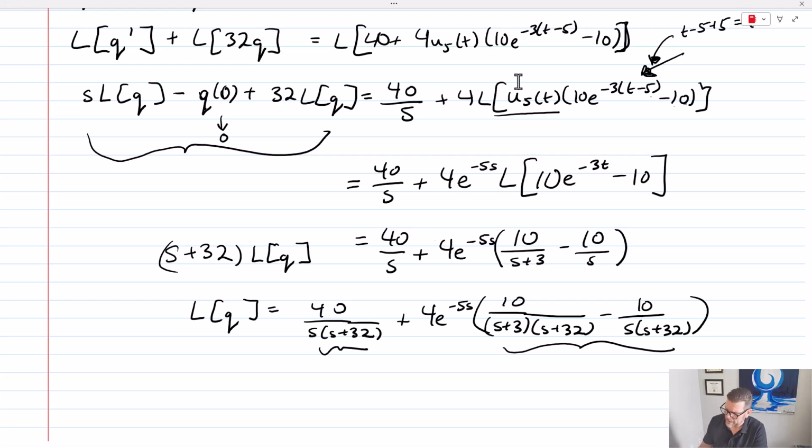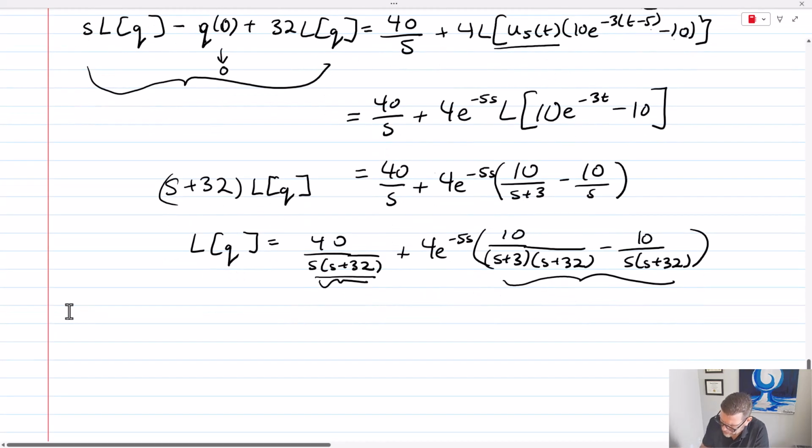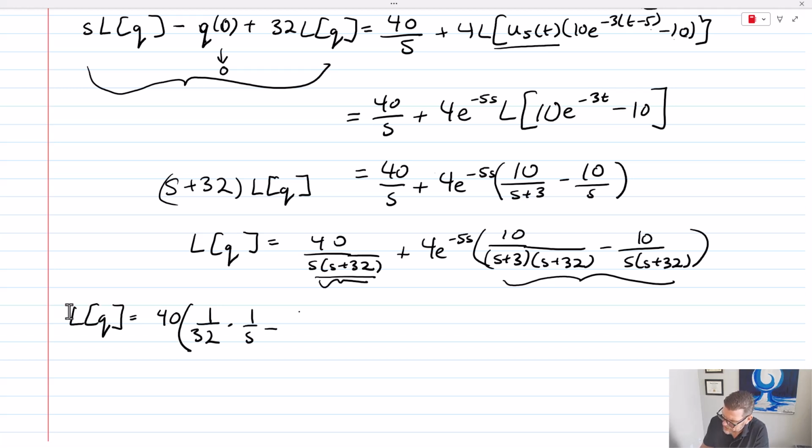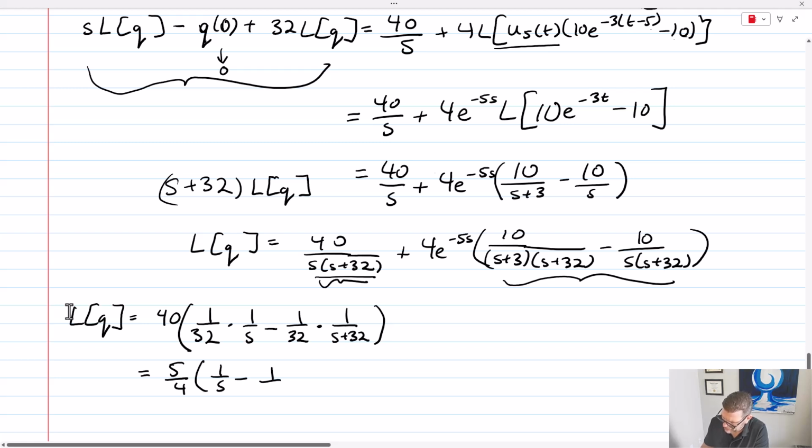So I'll start out with this one, the s times s plus 32. What I get there is L of Q equals 40 times 1 over 32 times 1 over s minus 1 over 32 times 1 over s plus 32. We could just take that out and make it 40 over 32, which is just 5 over 4 times 1 over s minus 1 over s plus 32.